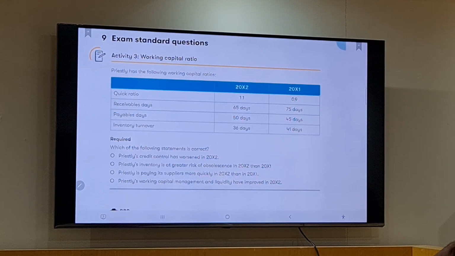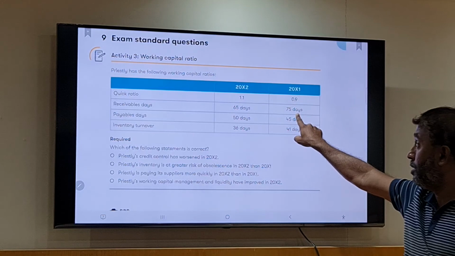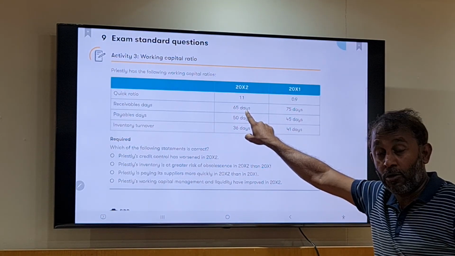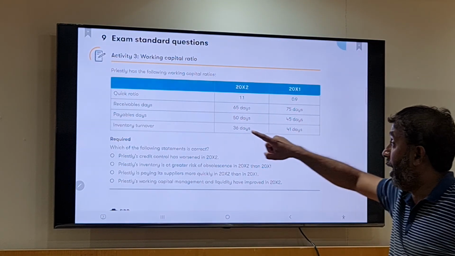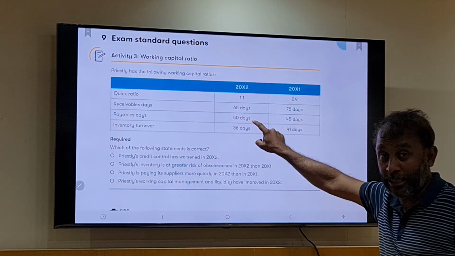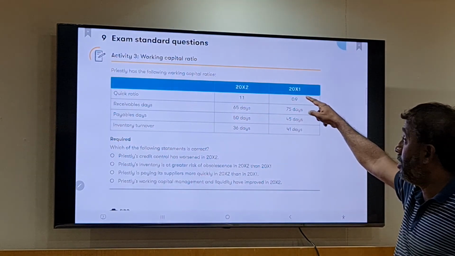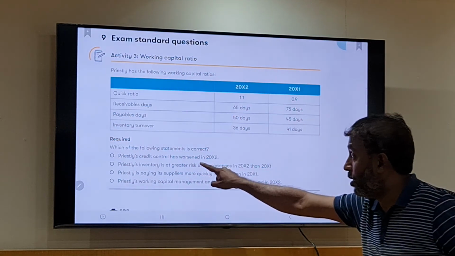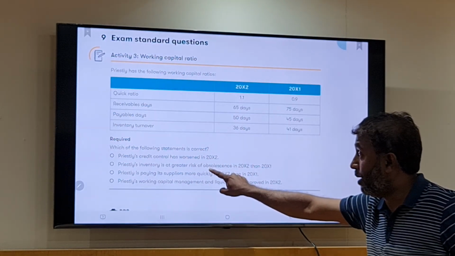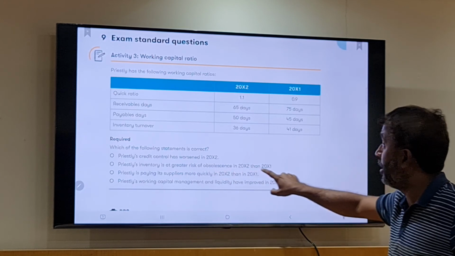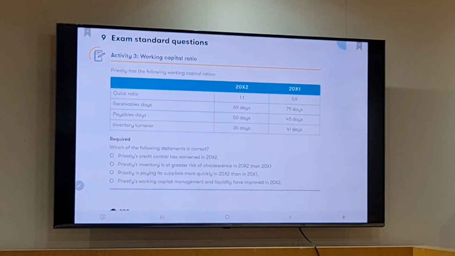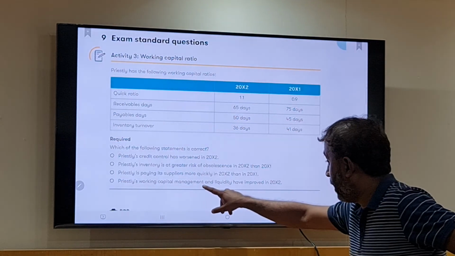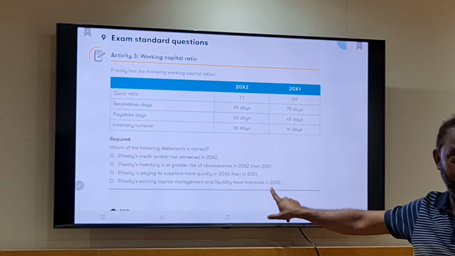P company's credit control has worsened. Can you say that? See here what happened with the receivable days: 75 to 65, reduced. So is credit control good or bad? Good. And then what about the payables? Also increased. Good. And then the current ratio also increased. So this statement is wrong. P company's inventory is at a greater risk of obsolescence. No. P company is paying its suppliers more quickly. No. P company's working capital management and liquidity has improved. Yes, this is the answer.